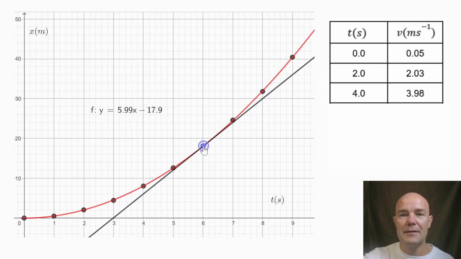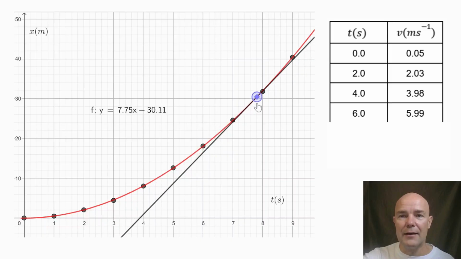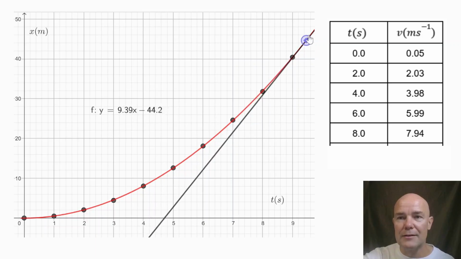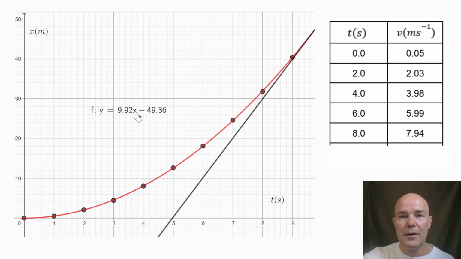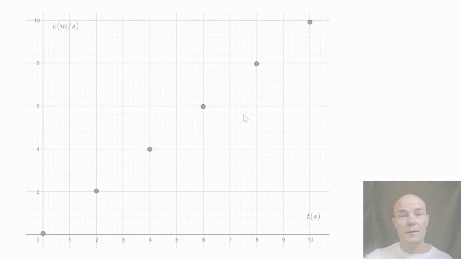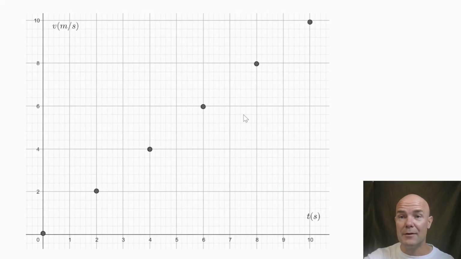At 6 seconds, 5.99. And then at 8 seconds, we have 7.94 for our velocity value. And then if I go a little bit further, at 10 seconds over here, our velocity is 9.92. And those values we can use to make a velocity time graph. And let's see that next. And here is our velocity time graph.